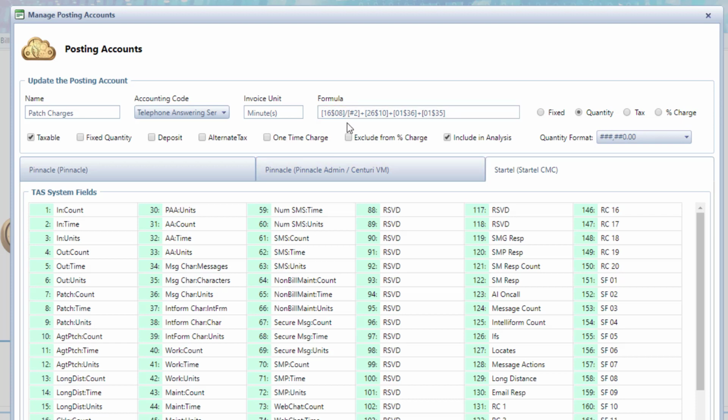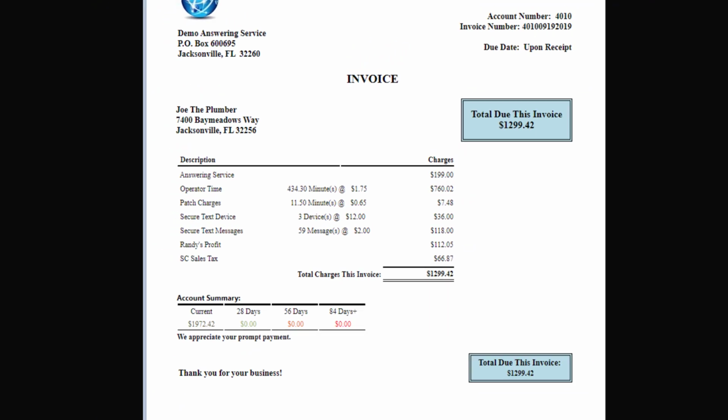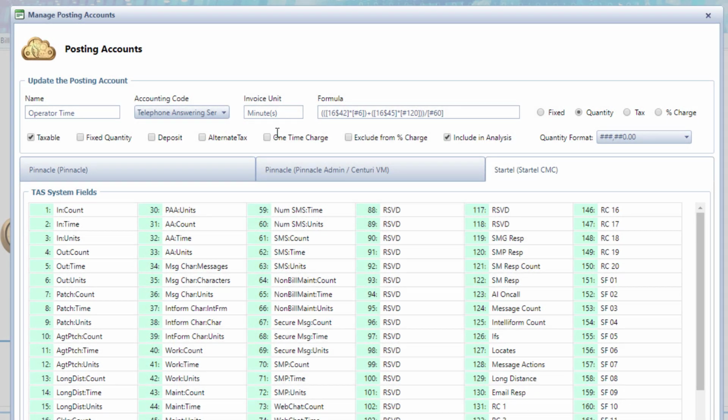Patch charges, again I'm taking a particular field and dividing this one in half. This invoice units field, this will show up on the invoice, and we had that on operator time as well, minutes. This is optional, and I'll show you on the invoice in just a moment how the operator time description will show up with the billable quantity followed by the word minutes, so the client knows I'm charging them for the number of minutes for operator time.